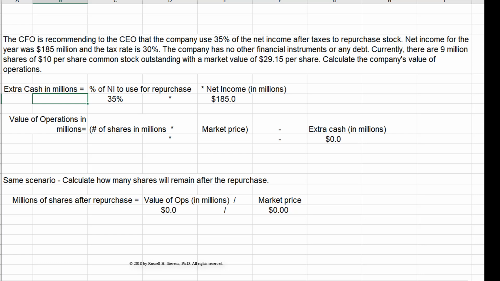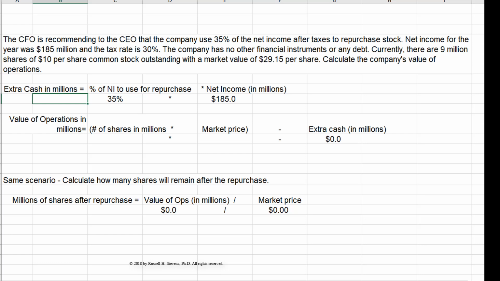Also in the paragraph above is the tax rate for the company. Often more information than is needed is provided. In this case, the income tax rate is not part of the process. Another number that is provided but not needed is the par value of the stock of $10.